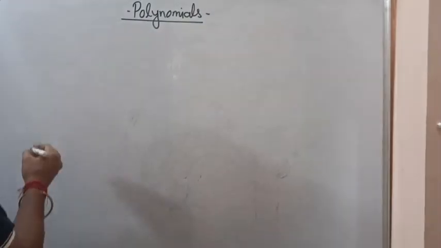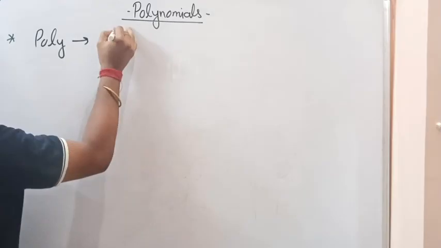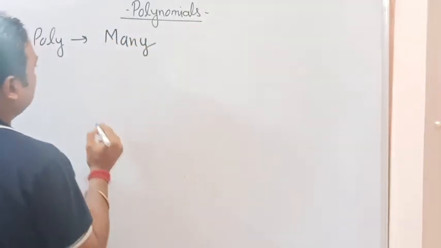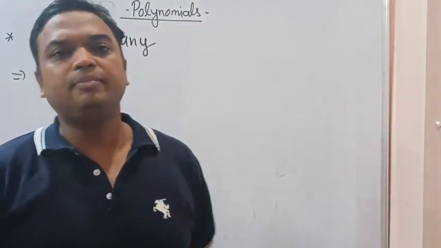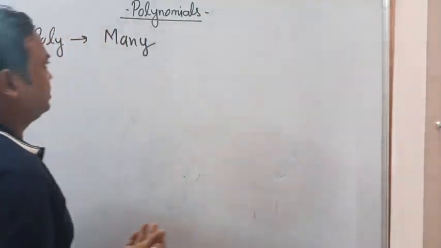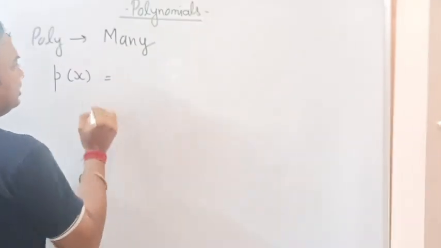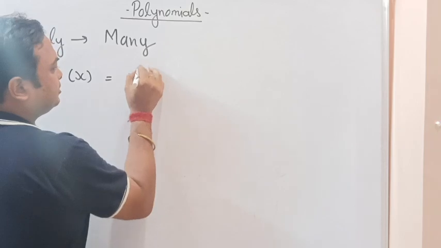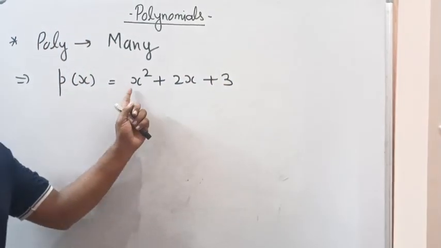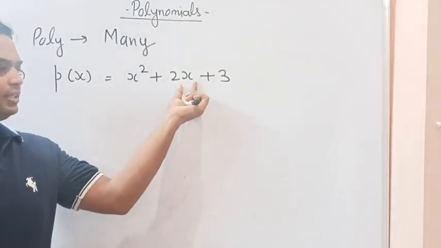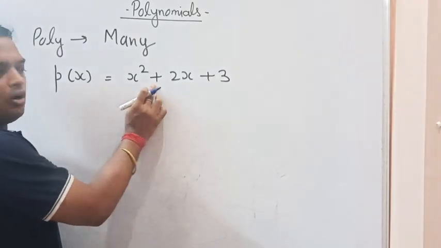Okay. So first of all, poly means many. So if many terms are connected in a function with mathematical operators, then that kind of relation is called a polynomial. If you see a polynomial in x, for example x square plus 2x plus 3, here x square and 2x are variable terms and 3 is a constant, and in between these three terms there is the operator plus.